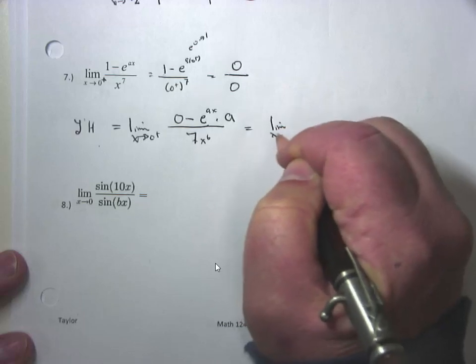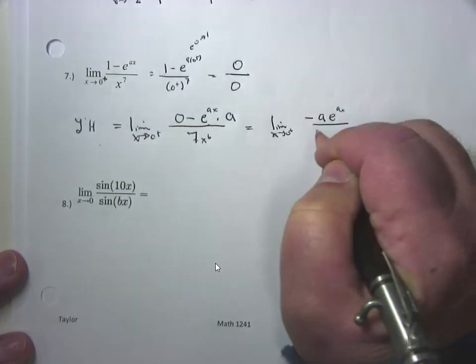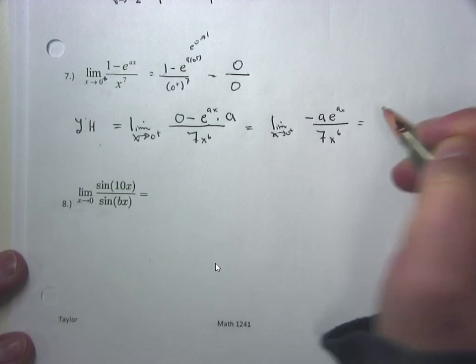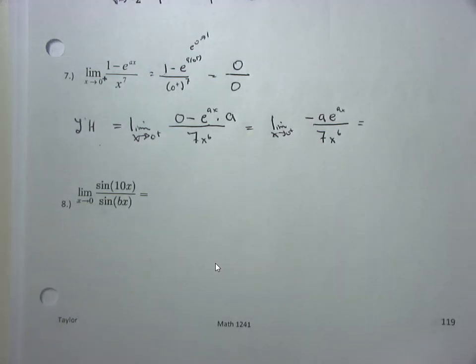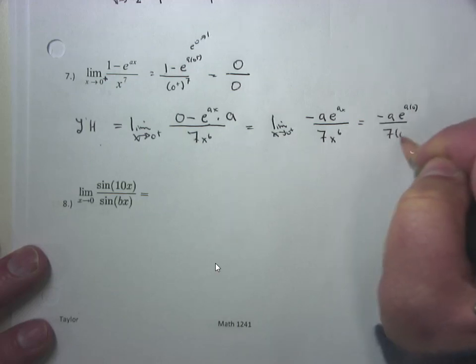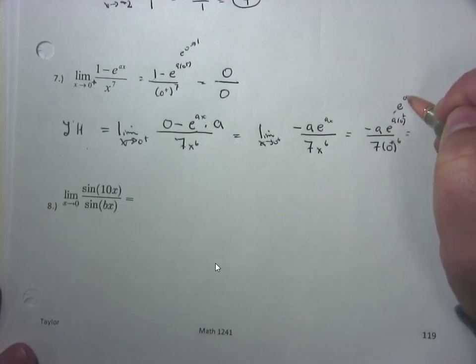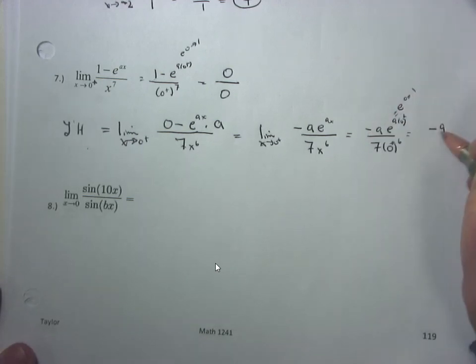This will be the limit as x approaches 0 on the plus side of negative a e to the ax divided by 7x to the 6th. Now what are you going to do? Plug it in. This will be negative a e to the a times 0 over 7 times 0 to the 6th power. And this officially is on the plus side. Don't forget that. What do you get? Well, let's do the math. What's a times 0? 0. What's e to the 0? So this becomes e to the 0, which is 1 times negative a is negative a.